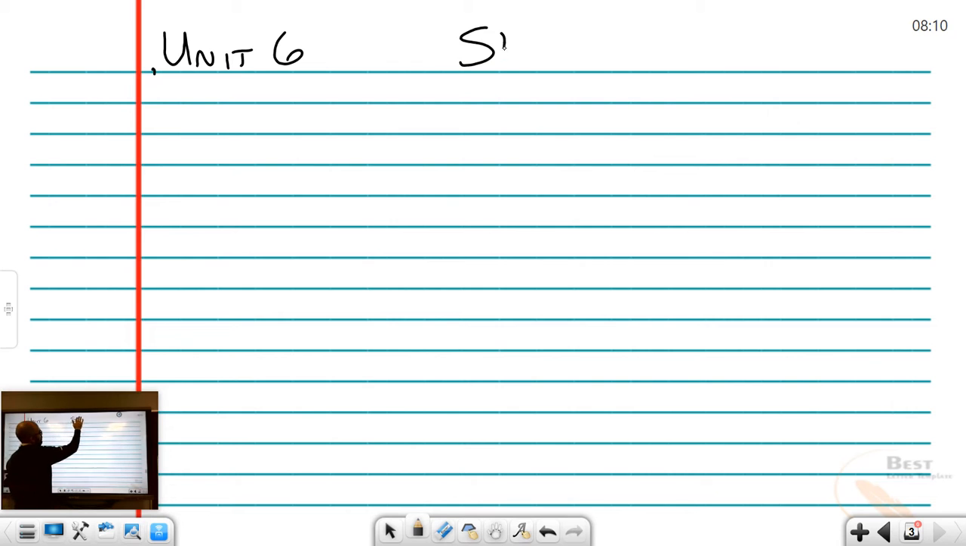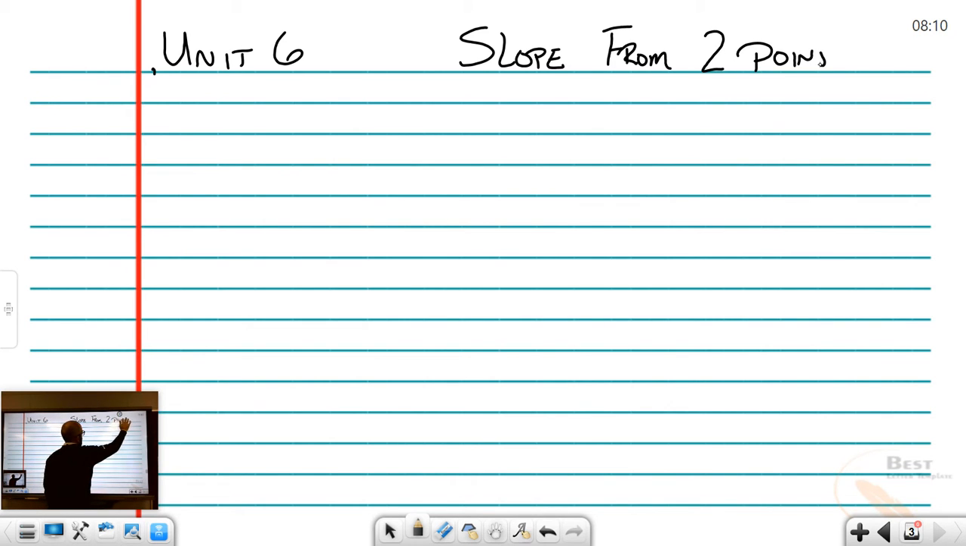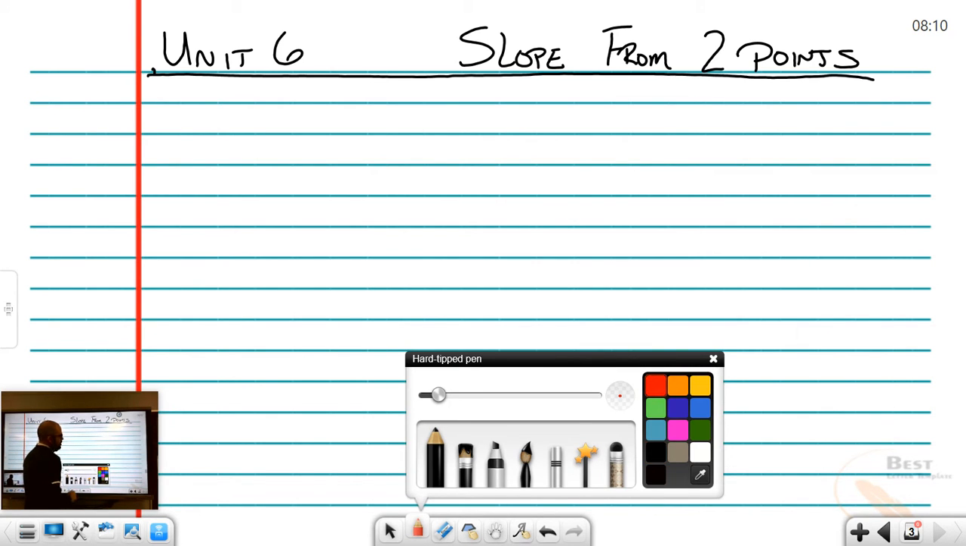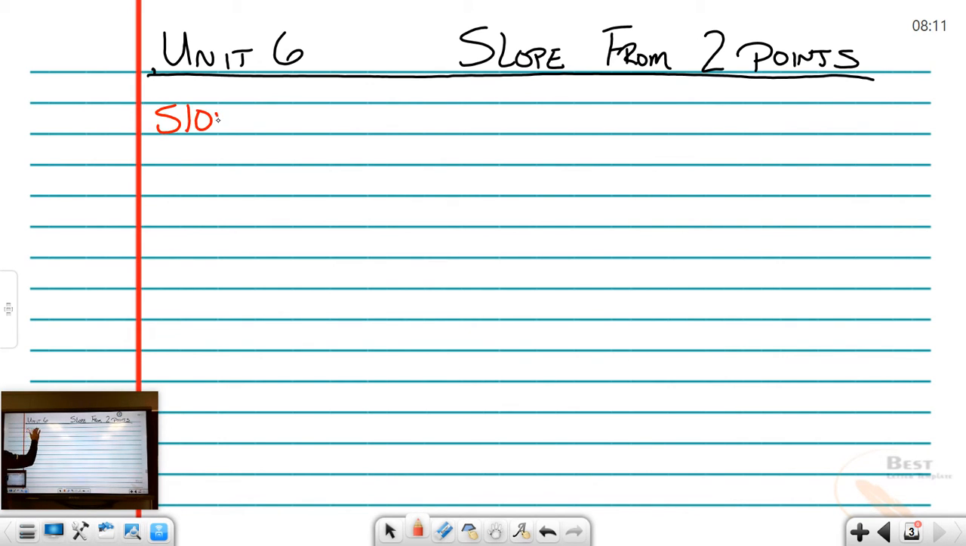And we're going to look at slope from 2 points. The slope from 2 points. So the most important thing here is what I showed you guys on Tuesday. Slope formula.